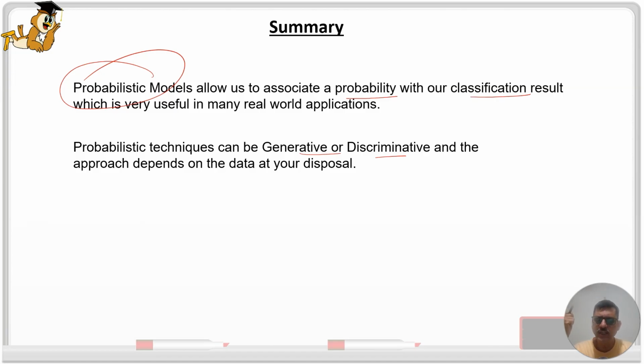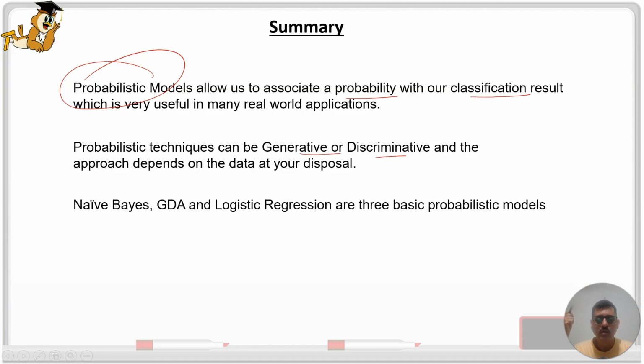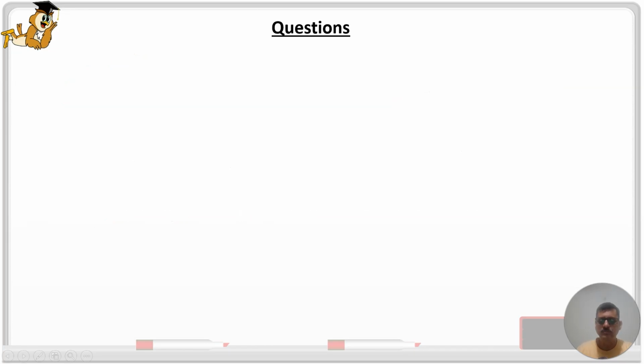And we have also said that it depends upon the data at your disposal and what additional information you have about your parameters. Do you know the probability density functions and so on? If you know those, that will guide what kind of approach you take. These are the three basic probabilistic models that we looked at: naive Bayes, Gaussian discriminant analysis, and logistic regression. So those are the models that we have covered.